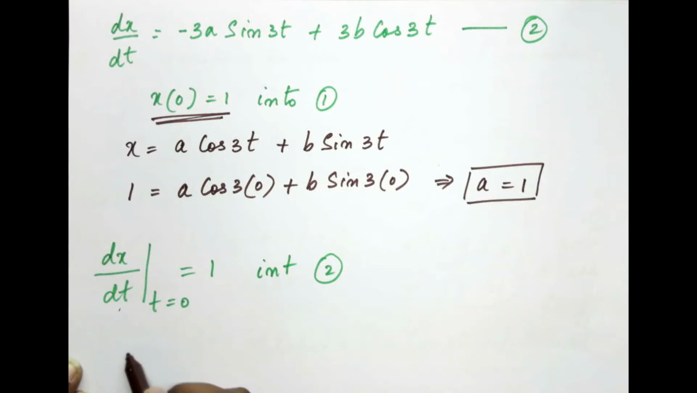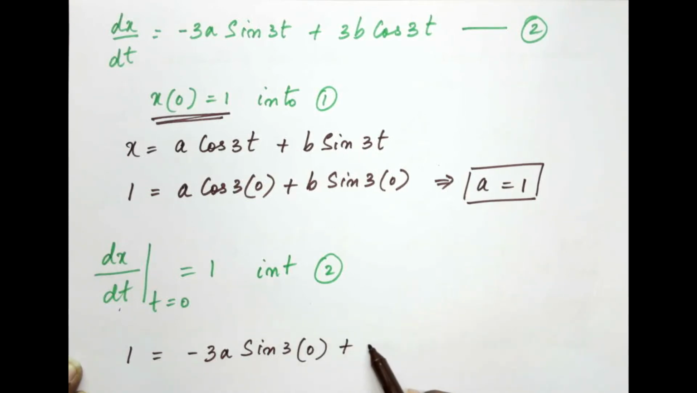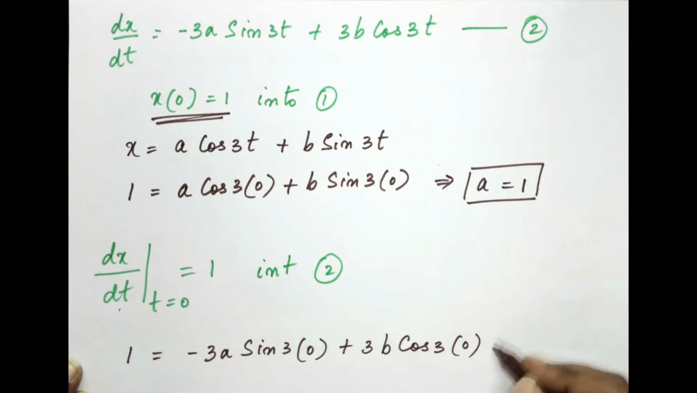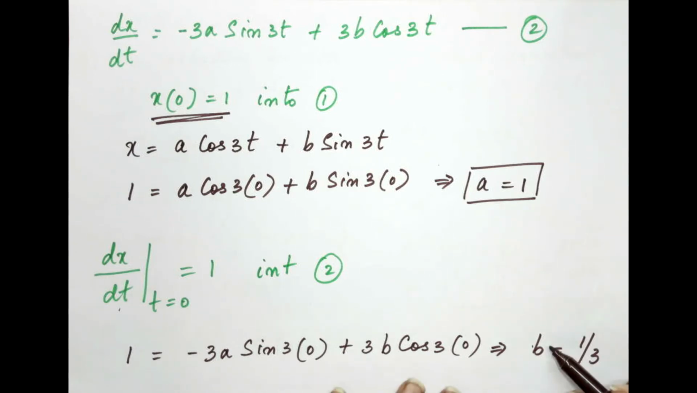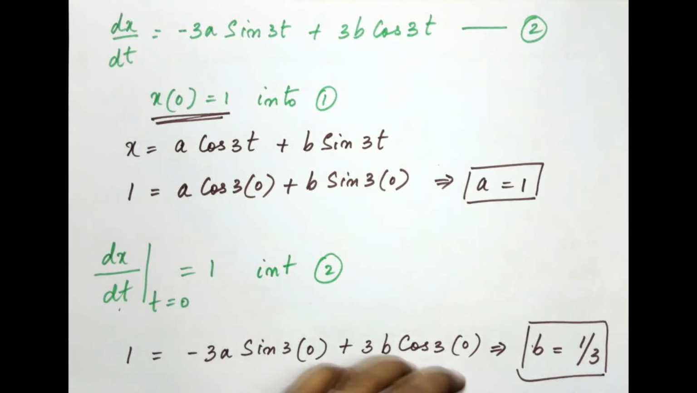We have 1 is equal to minus 3a sine 3 of 0 plus 3b cos 3 of 0. In this case, the sine term becomes 0, and we are left with the cos term. The cos of 0 is 1 and we are left with 3b. So what does this imply? This implies the value of b is 1 by 3, right? So we have 1 divided by 3. Now we have the value of a and the value of b.